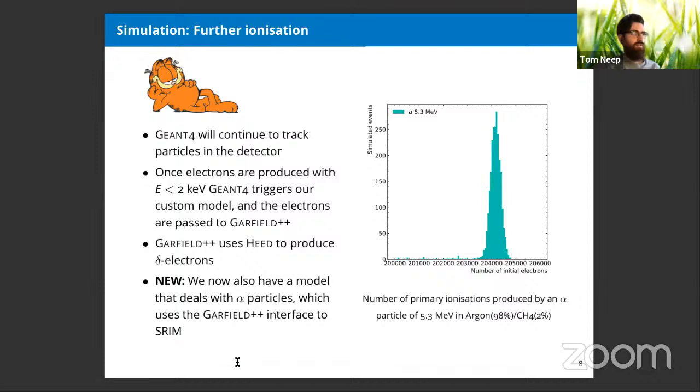Another relatively new feature we added was the ability to use SRIM. As I briefly mentioned, this allows us to study the dE/dx of ions in matter. So we've added support for alpha particles for SRIM. You see a plot on the right here of the number of initial electrons produced by a 5.3 MeV alpha particle, just to give you an idea of how many particles we're producing here. This is many events, but just one alpha particle per event, and you get something like 204,000 initial electrons produced in your gas.